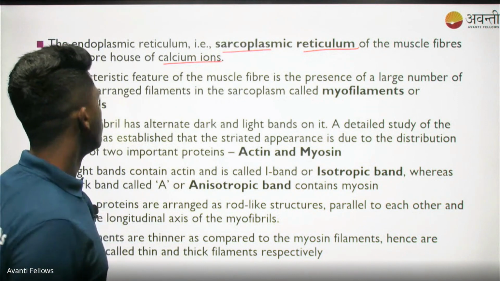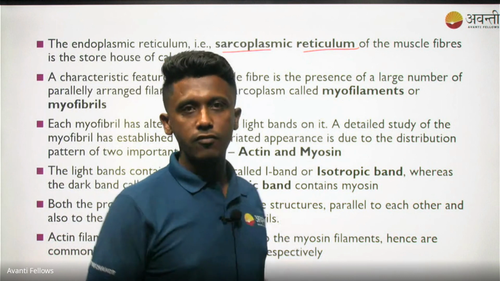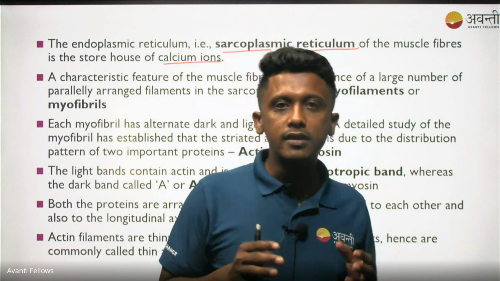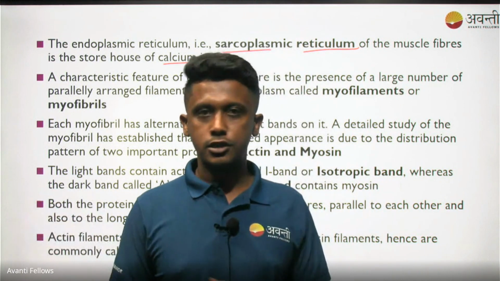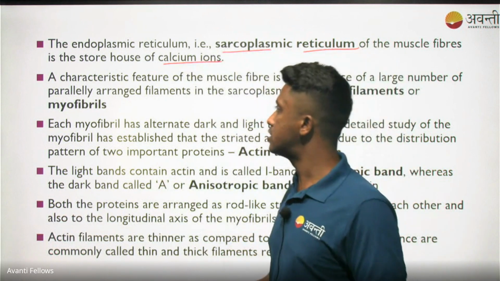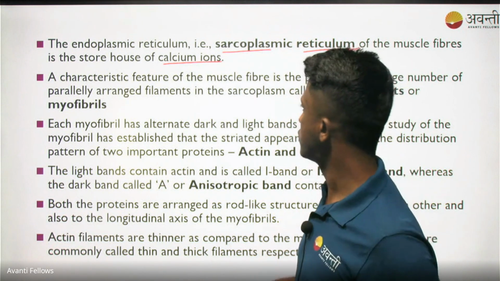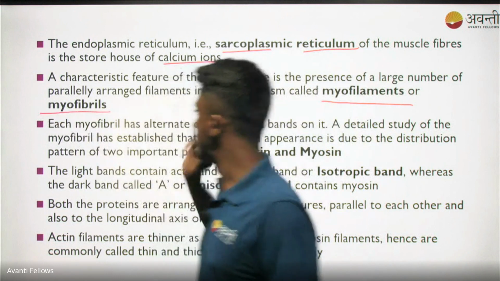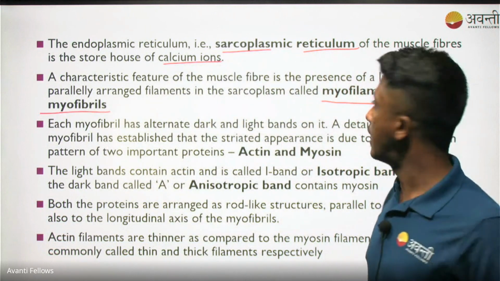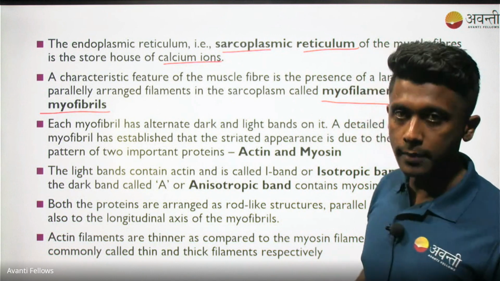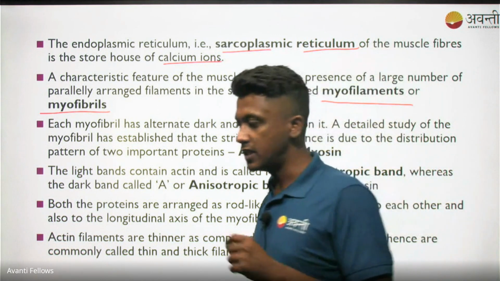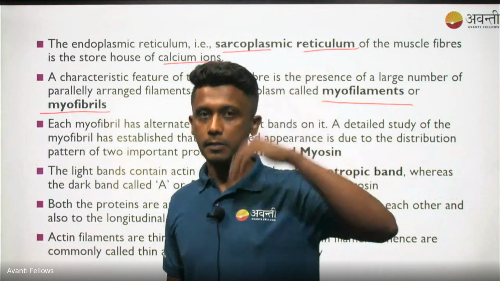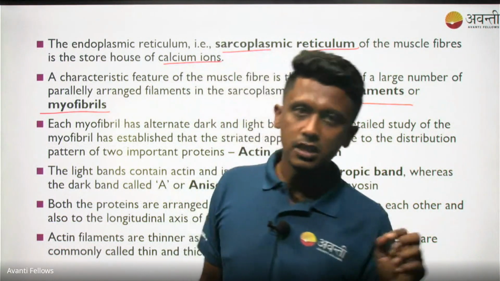So what we understood is that when we examine a muscle fiber, especially skeletal muscle fibers, we see dark and light alternating bands. These dark and light alternating bands are because of parallelly arranged filaments called myofilaments or myofibrils. These myofibrils are arranged alternately and parallelly. The dark and light appearance of these bands is because of a specific nature of the protein filaments present within these myofibrils.